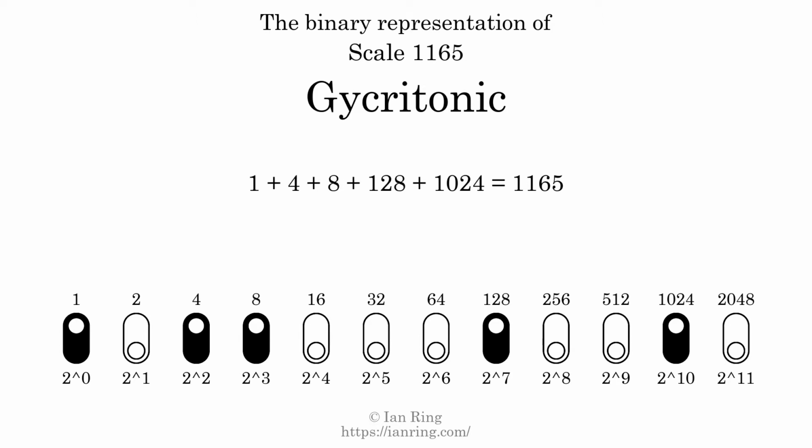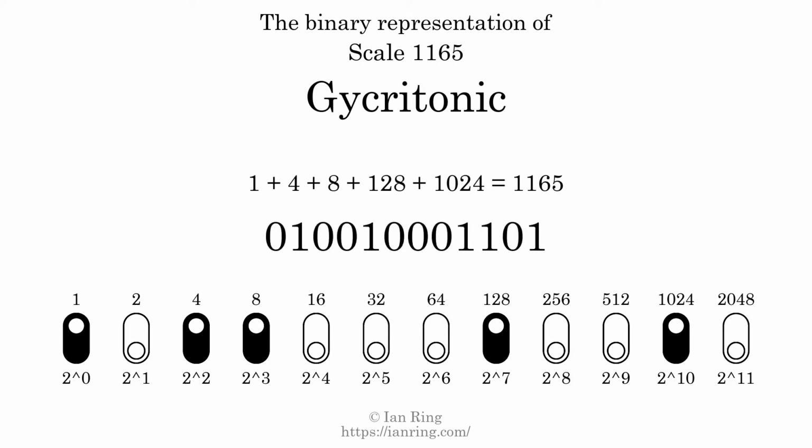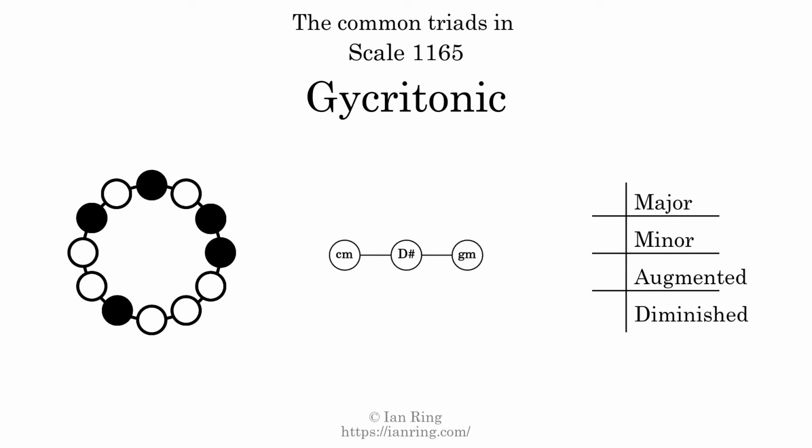1165. The scale number not only enumerates the scale with a unique index, but it also literally describes the tonal content of the scale. Represented as a binary number in base 2, the scale number is 010010001101. Here are the common triads present in this scale.